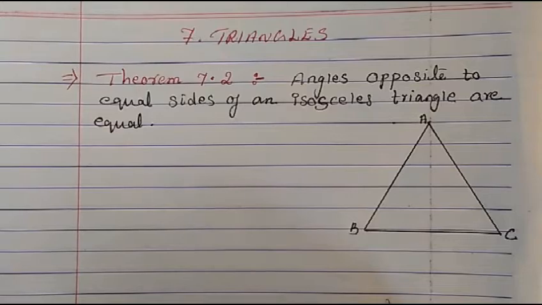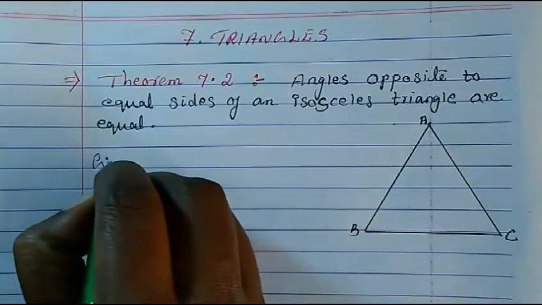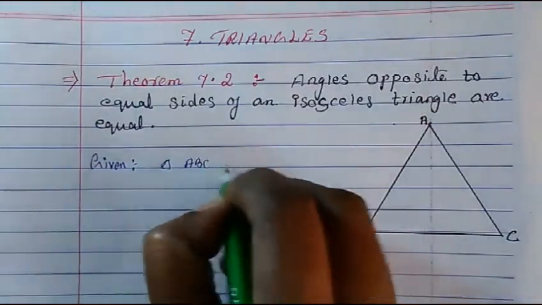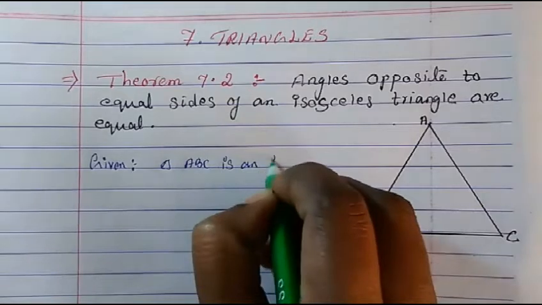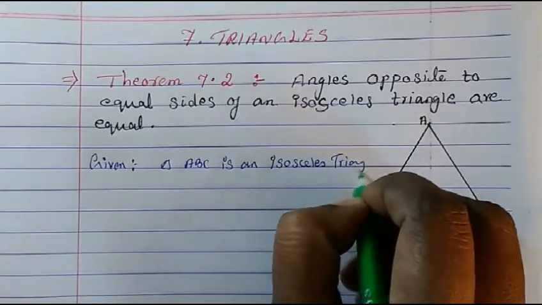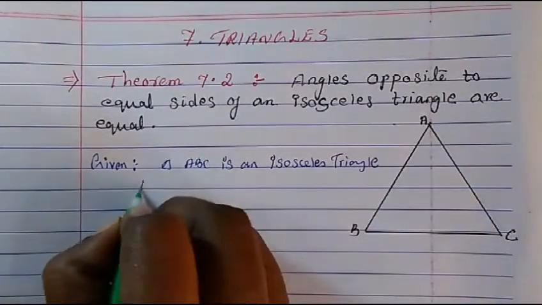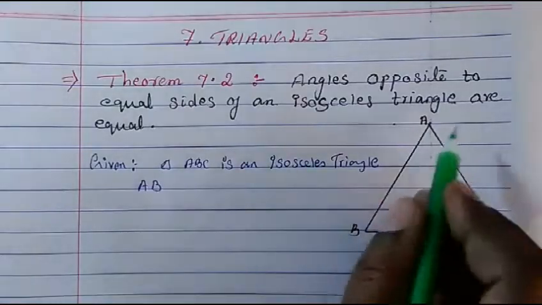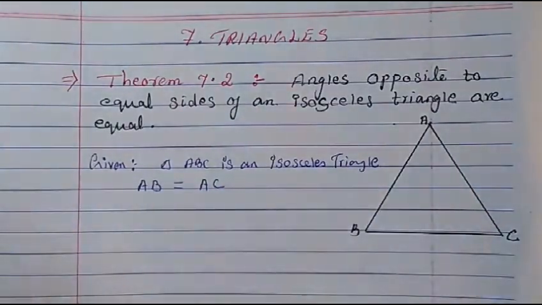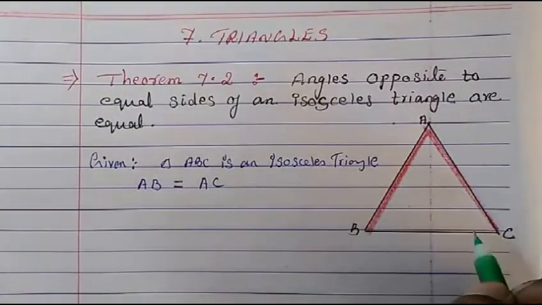If it is a theorem, first we have to write what is given to us. So what is given to us is triangle ABC is an isosceles triangle. If this is an isosceles triangle, that means any two sides will be equal. So let's consider AB is equal to AC. I have just colored it. AB is equal to AC.